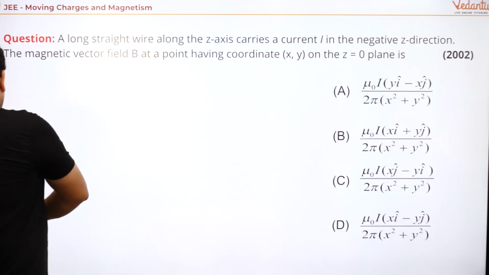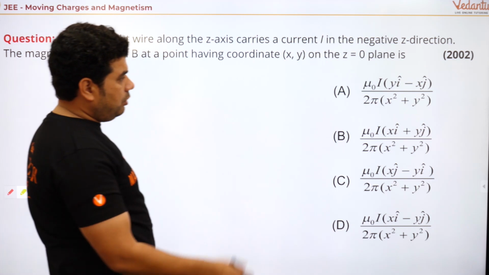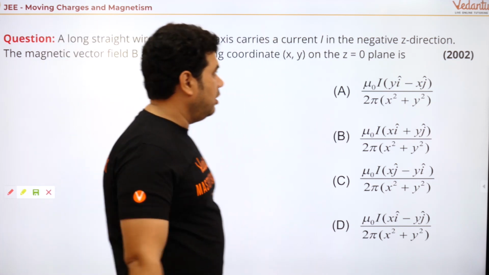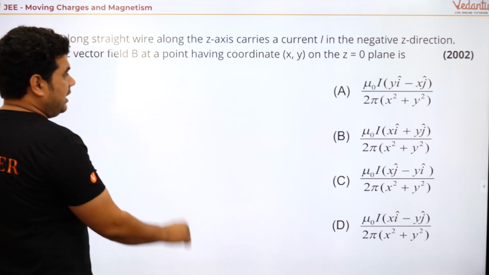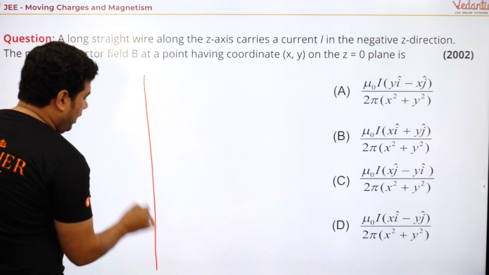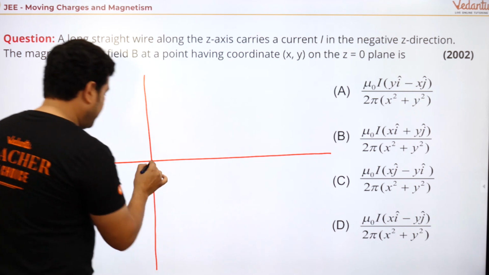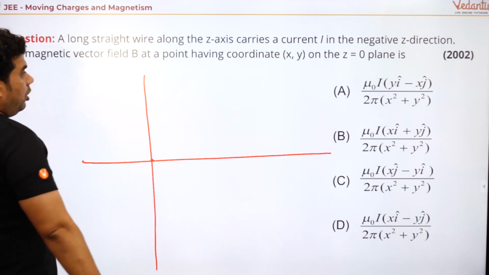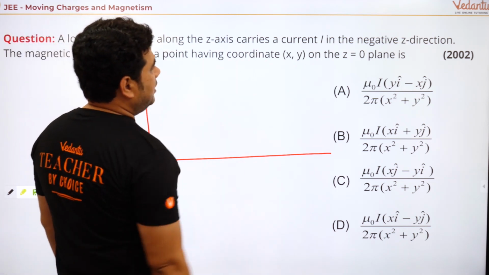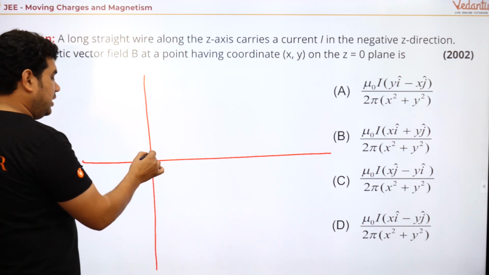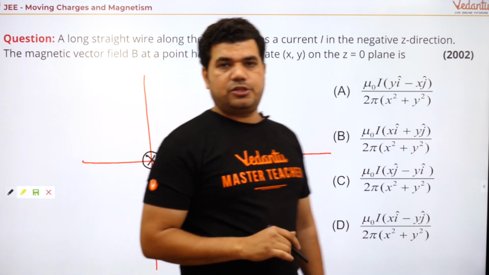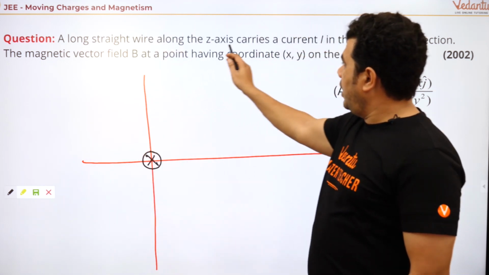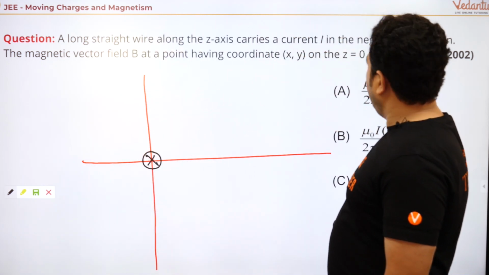Yes, this is a very good question. जुगाड़ टेक्नोलॉजी से भी हो सकता है, वैसे भी हो सकता है. What is the question actually? Long straight wire along the Z axis. So जैसे ही आपसे कहा, आप इसको ऐसे करें, यहां पर पॉइंट बनाएं, और फिर Z axis carries a current I in negative Z direction. There is a wire and carries current in negative Z direction. A straight wire along Z axis carries current I in negative Z direction.